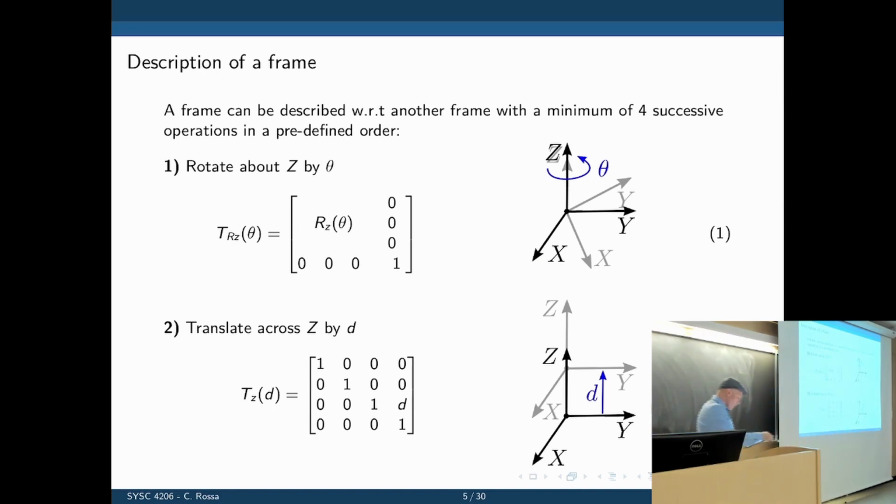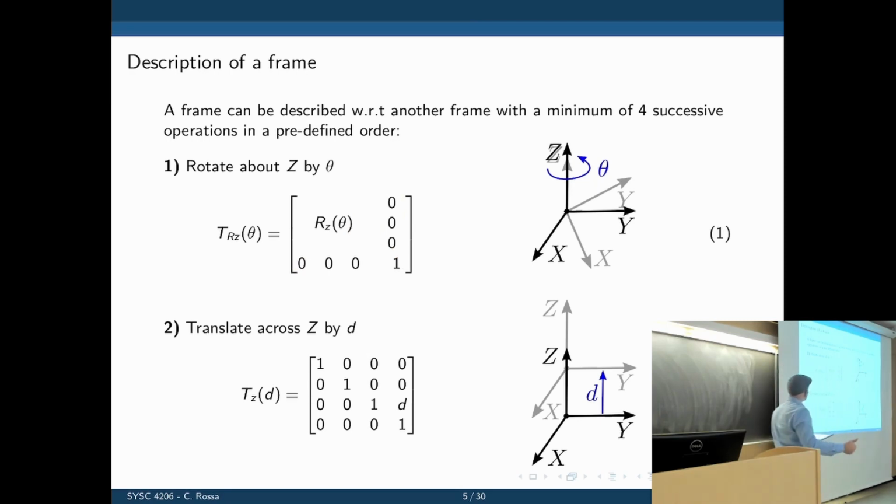And what's the last row there? What does that one represent? That is just a row of zeros and one to balance the size of the matrix, right? So this is the displacement, the B origin, and this is the rotation. So that's the first manipulation I'm going to do. We're going to simply rotate one frame with respect to another around Z by theta.